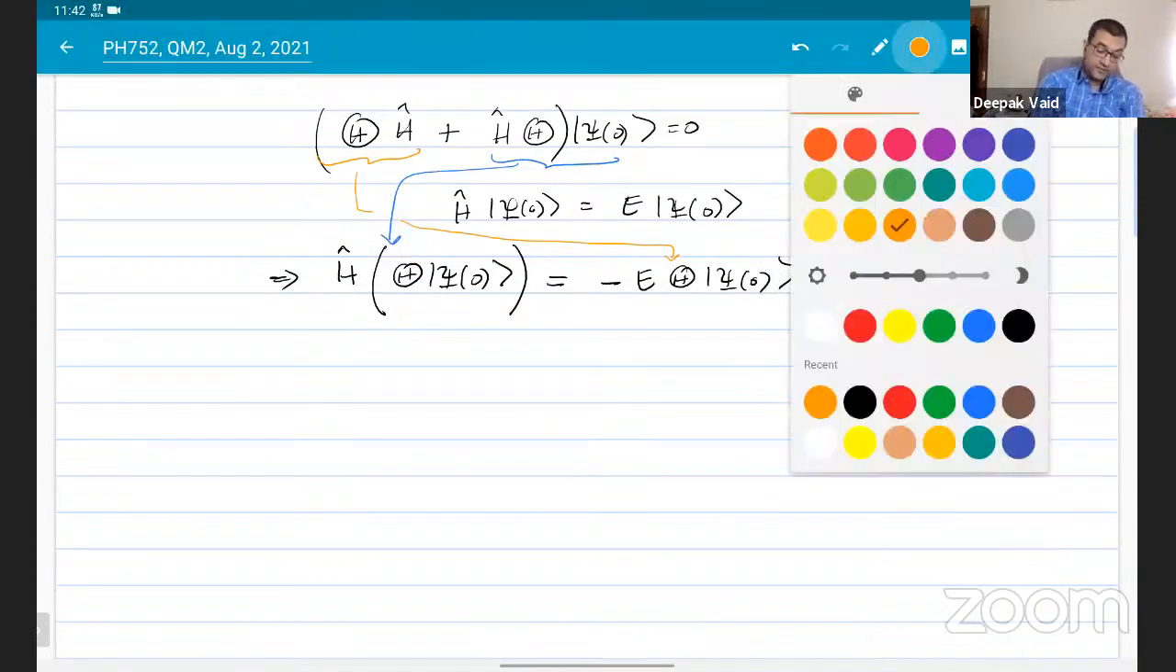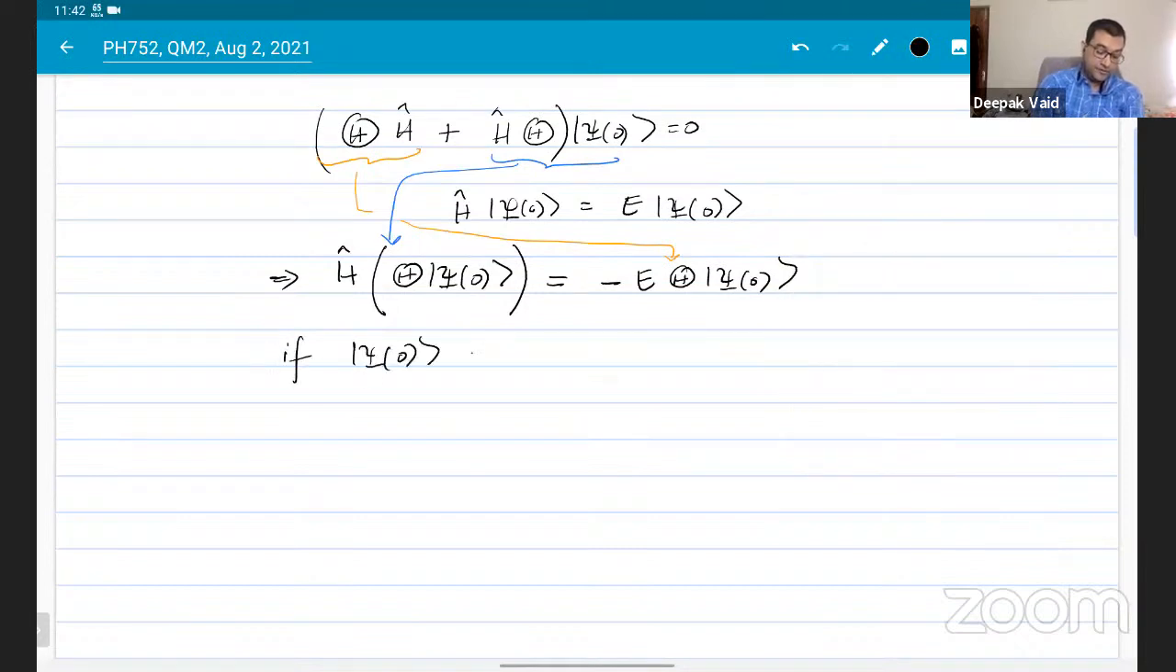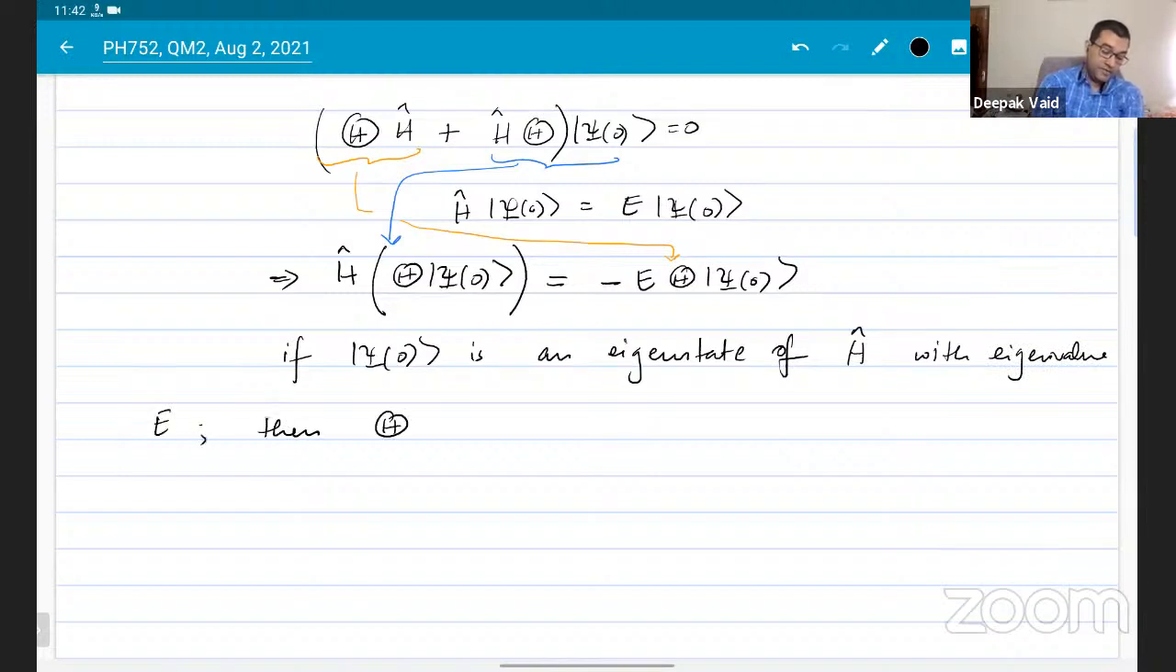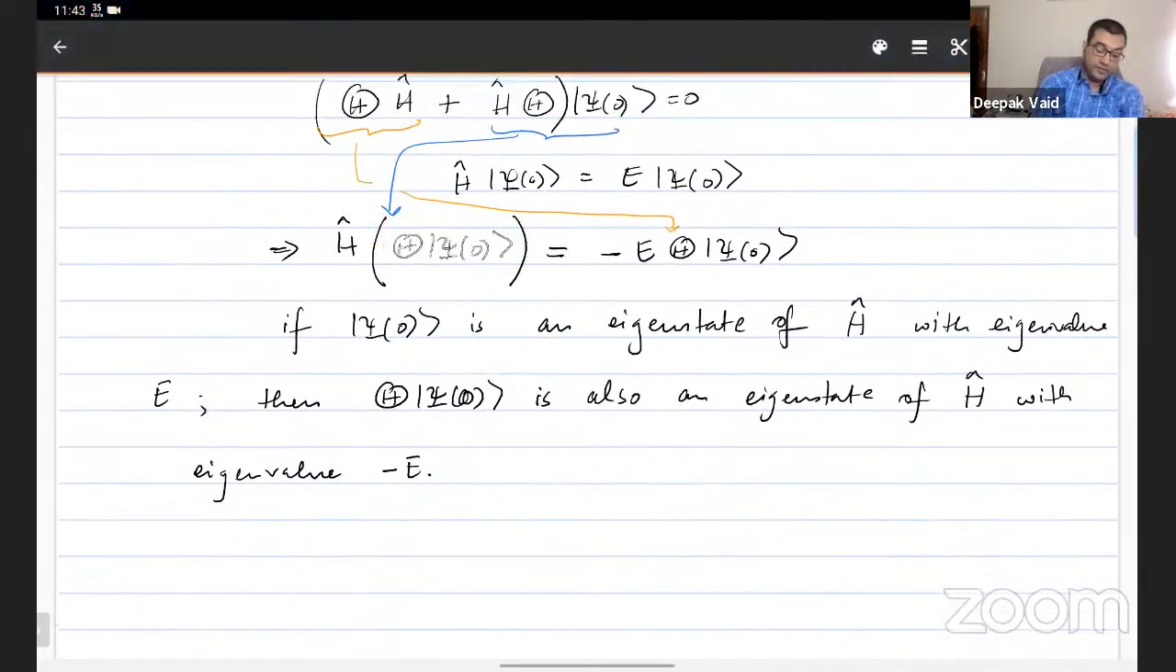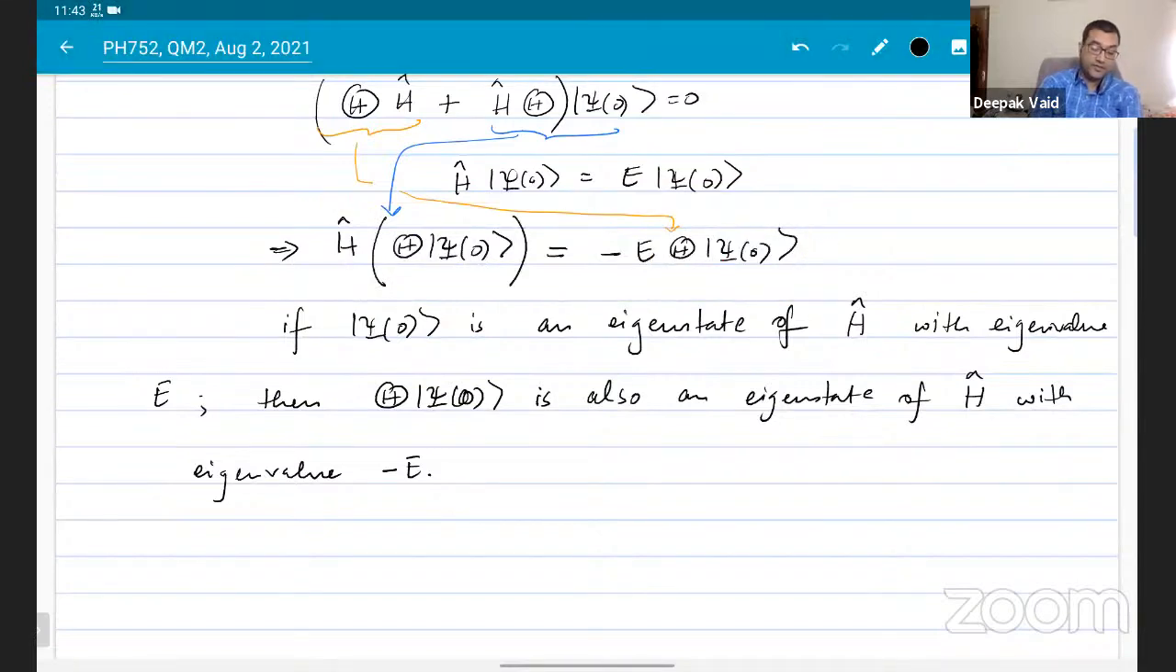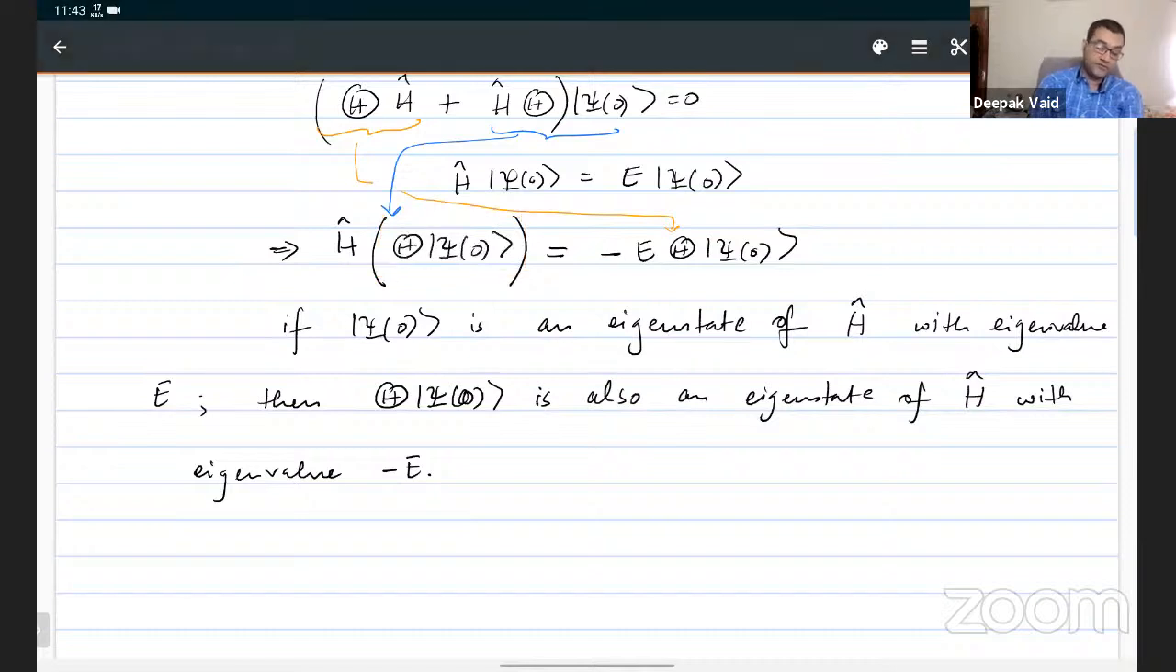So what this expression would tell us is that if psi naught is an eigenstate of h with eigenvalue E, then the time reversal of this state, which is theta acting on psi naught, is also an eigenstate of h with eigenvalue minus E, right? Because this is theta acting on psi naught. So this expression is telling me that the time reversal of psi is an eigenstate of h. And what is the eigenvalue? It's minus E.